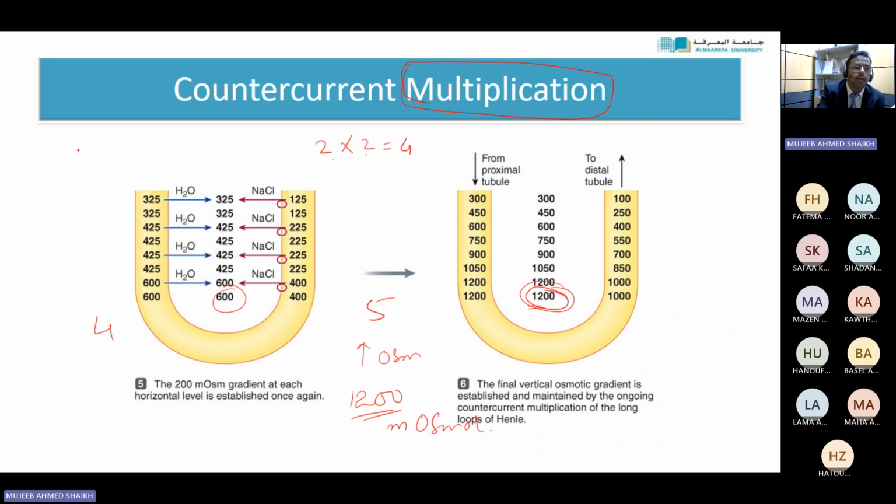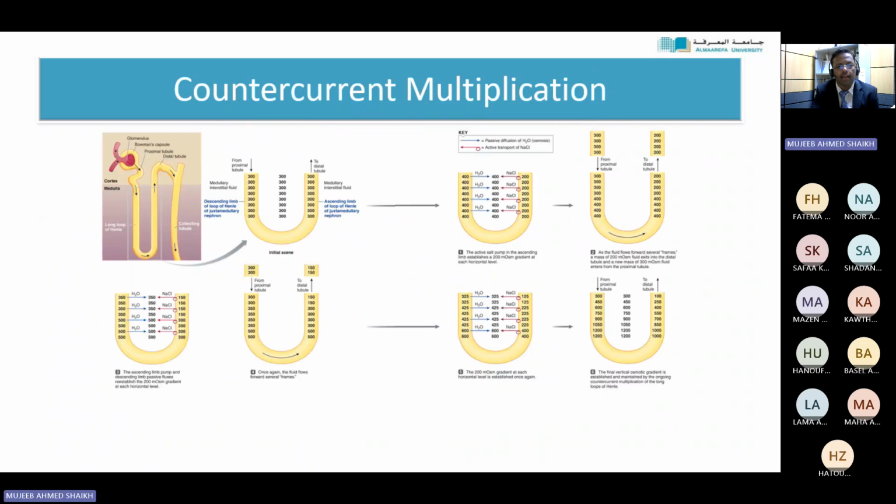This is regarding the loop of Henle of the juxtamedullary nephron, not about the cortical nephron, not about the blood vessel. It is about the loop of Henle of the nephron, which is increasing the osmolarity of the medullary interstitium. That's why it is known as counter current multiplication. Counter because the movement is opposite, current is the flow of tubular fluid, and increasing the osmolarity is multiplication. Okay, are you getting my point?